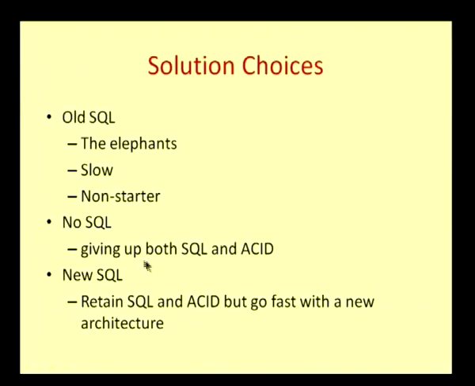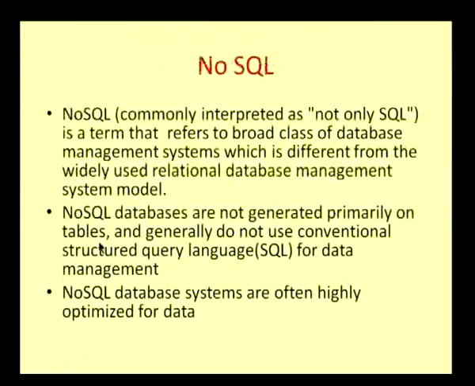Then we use NoSQL, not only SQL. It gives up both SQL as well as ACID properties for transaction. Now we have NewSQL. It retains both SQL as well as ACID properties, and we are going for the new architecture based on NewSQL. Why so many changes from SQL to NoSQL, NoSQL to NewSQL?